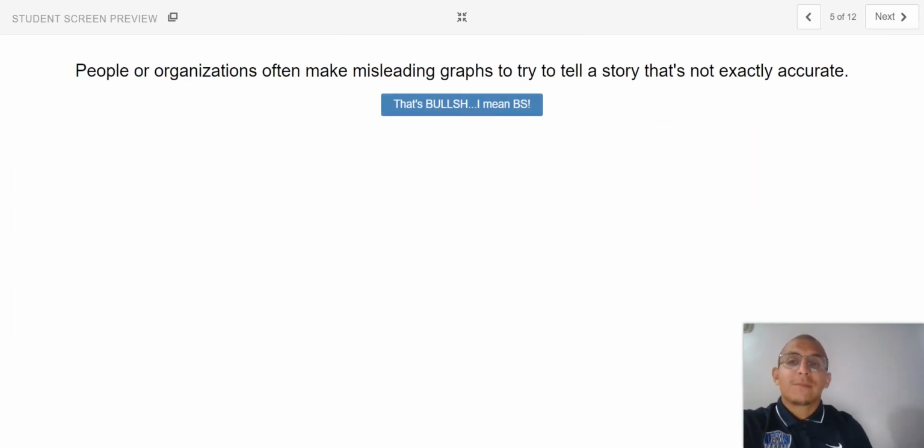So sometimes humanity doesn't necessarily do the right thing, and we have people or organizations that make misleading graphs to try to tell a story that's not exactly accurate. I'm sure in the past 365 days with the 2020 presidential election, you were made aware through various forms of social media of misleading graphs that may not have represented the entire truth.